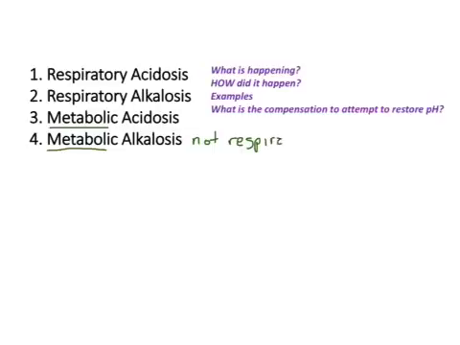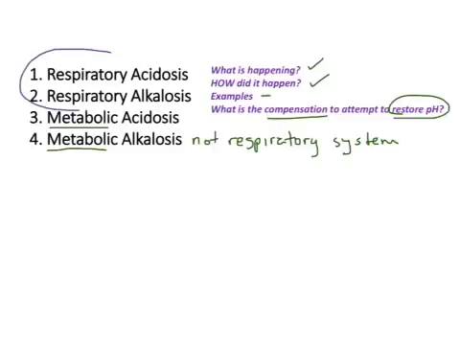So the respiratory system can play a role in trying to fix the pH imbalance. The next 4 slides we'll walk through each of these, and we'll say what is happening and how, an example of how this could happen here, and what's the compensation to attempt to restore the pH. The key thing to understand here, as I describe this to you, is if it's a respiratory problem, the respiratory system can't fix it. The renal system fixes it.